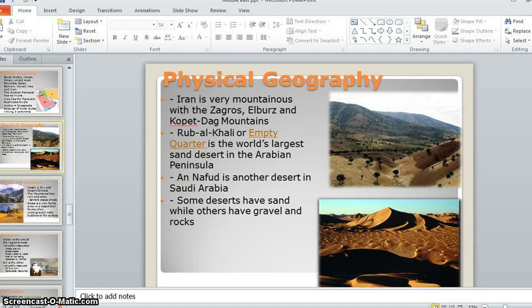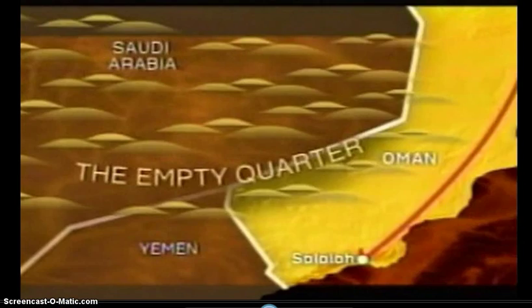Some more of the physical geography. It's very mountainous with the Zagros, Elburz, and Kopet Dag mountains. The Rub al Khali, or Empty Quarter, is the world's largest sand desert in the Arabian Peninsula. The An Nafud is in other deserts, and some deserts have sand, while others have gravel and rocks.